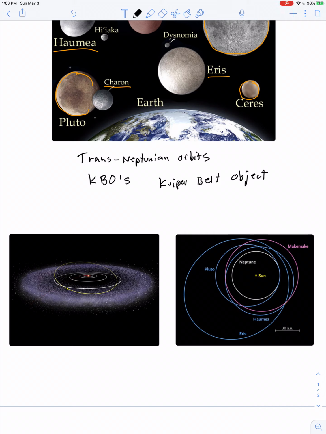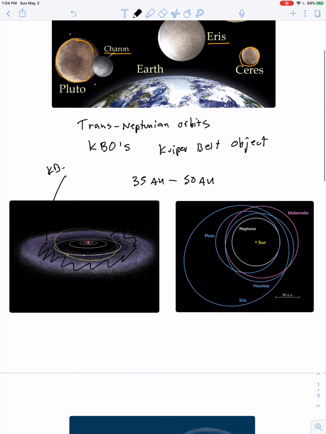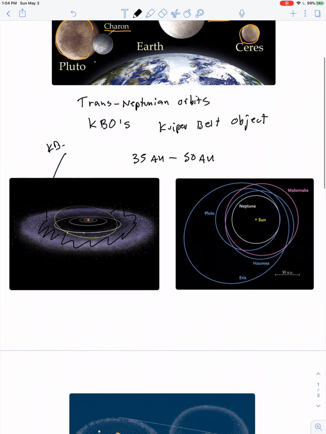And this belt is the Kuiper Belt, and it begins around the orbit of Neptune and extends to roughly 50 astronomical units. So it goes from about 35 AU out to about 50 AU. And so you can see it here. There's the Kuiper Belt, all of that area. There are thousands, perhaps tens of thousands or more objects that have been identified within the Kuiper Belt. It's a source of a lot of comets.